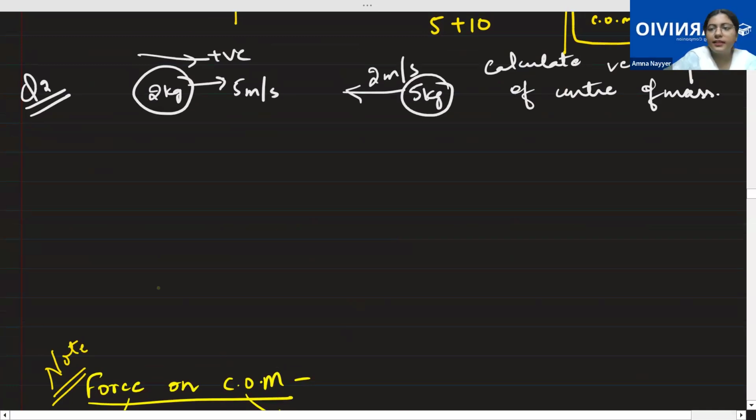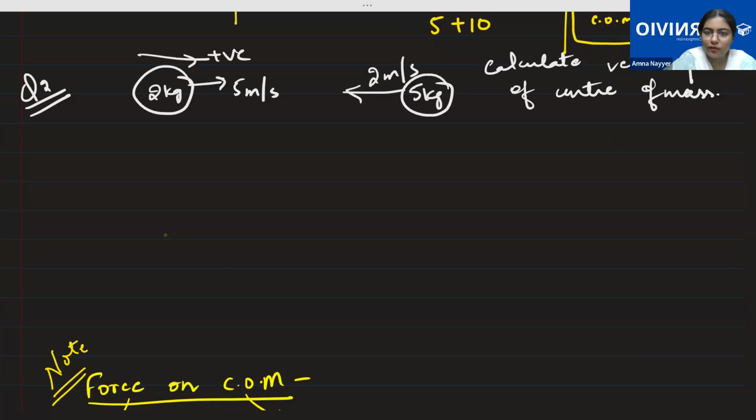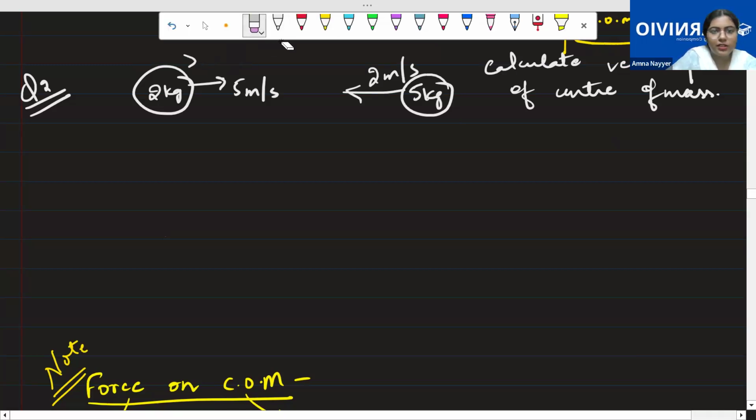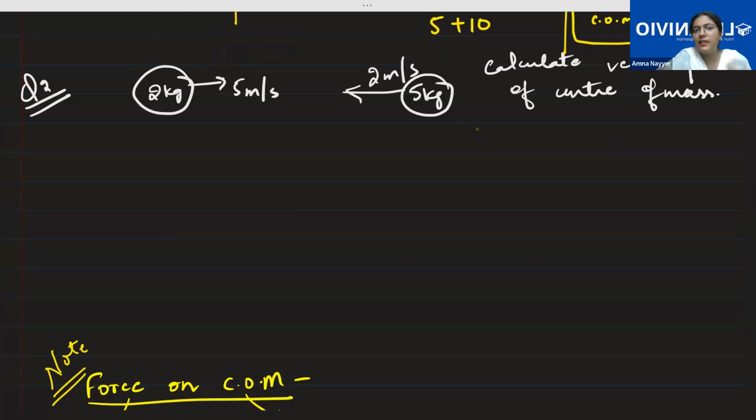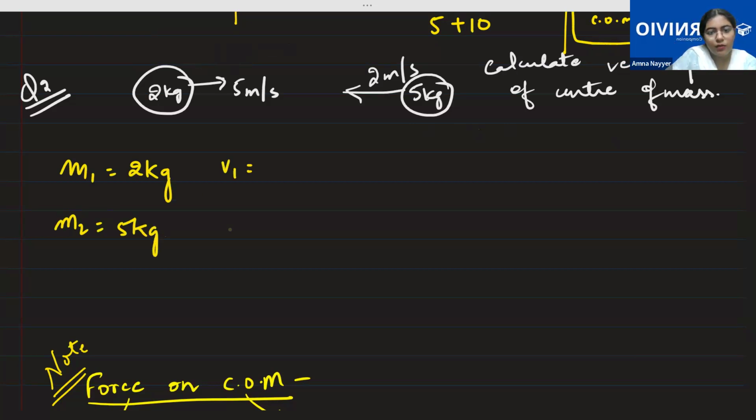See, in this question it says calculate the velocity of the center of mass. Sign convention is up to you. That won't be mentioned in the question. Any sign convention you can take. Two bodies are colliding. A similar question we have already studied in collision. Here M1 is 2 kg, while M2 is 5 kg. Now their individual velocities V1, V2 are given.